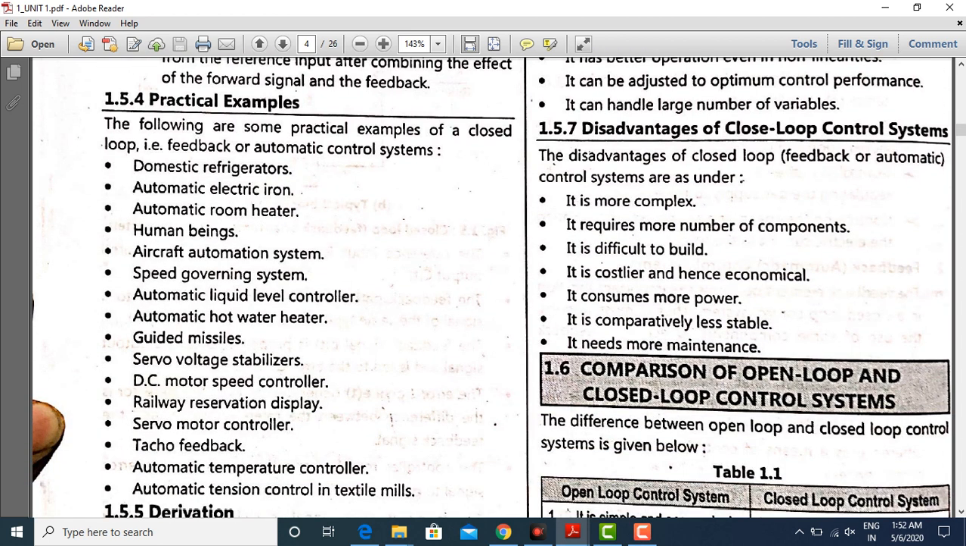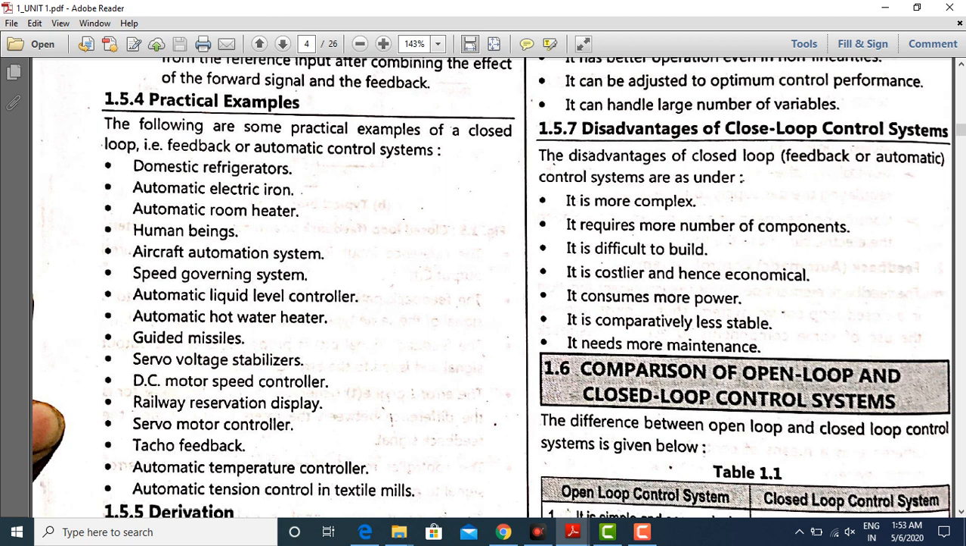Here are some disadvantages. It is more complex because feedback is present, elements will be more. It requires more number of components. It is difficult to build. Obviously if construction is complex, it is difficult to build. It is costlier, hence less economical.